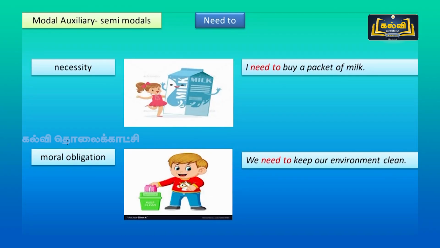Need to and dare to. Need to is used to express the necessity and for conveying a moral obligation. Right, look at the picture. A girl with a milk packet. Right, look at the sentence. I need to buy a packet of milk. Coming to the next picture. We need to keep our environment clean. So it's an obligation. Right.